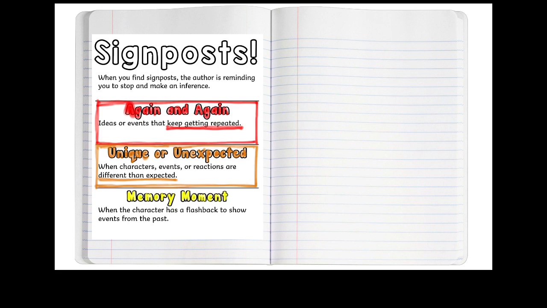And a memory moment is when a character has a flashback and it helps show events from the past. It's like we get a little sneak peek into how things used to be for that character to help us understand who they are now and how they got to be there.